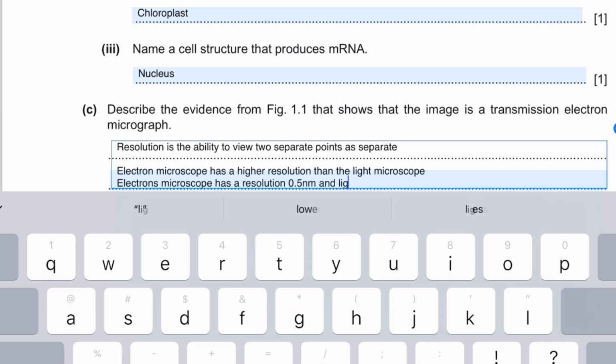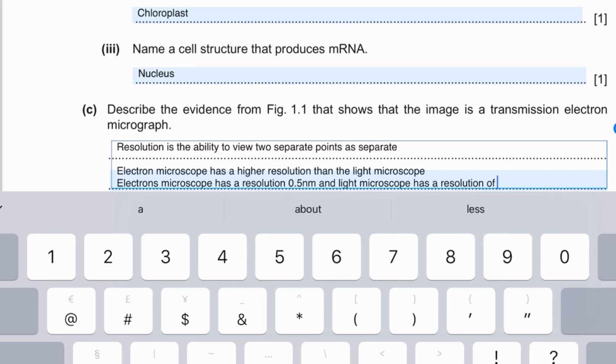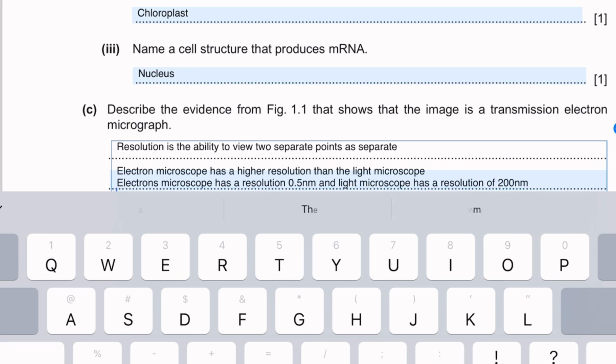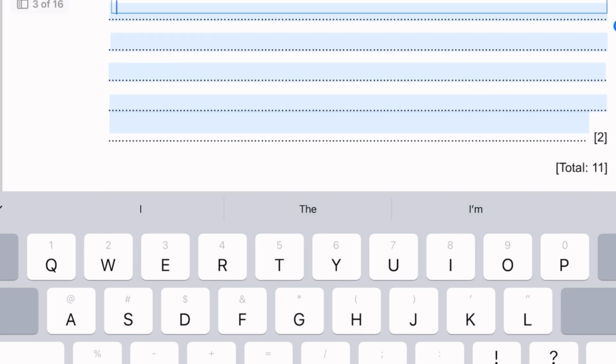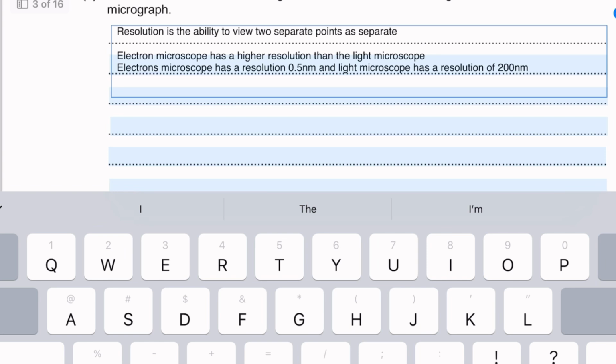The light microscope, however, has a minimum resolution, we're talking minimum, which obviously is the opposite in terms of how great it is. So you could see how that could get confusing. Light microscope has a resolution of 200 nanometers when using purple light, okay? Now, when do I stop writing, you may ask? This question has 2 marks. I prefer that you write 3 points, if not 4. Okay, so I would say here that the electron microscope has a high resolution.